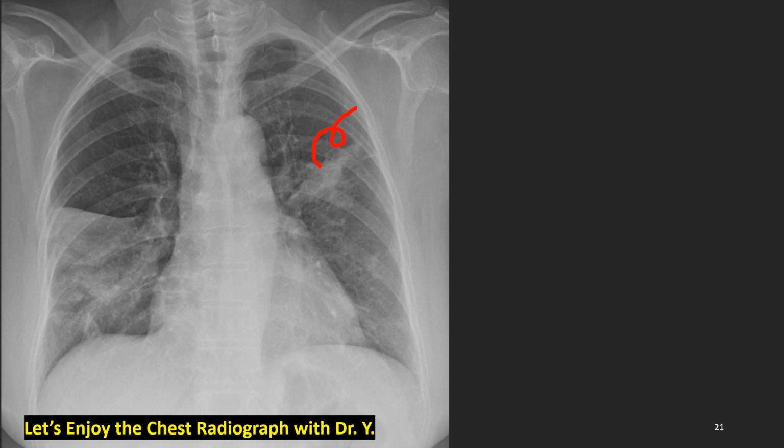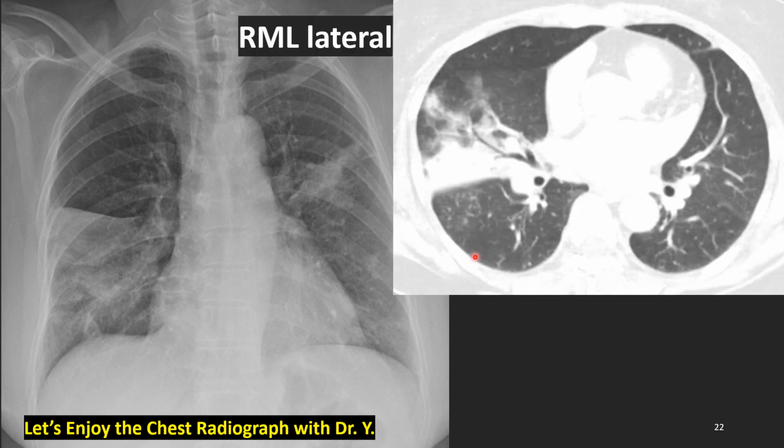Let's confirm. This is the actual lung window setting image of the middle lobe. This is the lateral segment bronchus. The lateral segment is involved by pneumonia, lobar pneumonia, alveolar pneumonia. This is the medial segment bronchus. The medial segment is okay. That's lateral segment pneumonia.